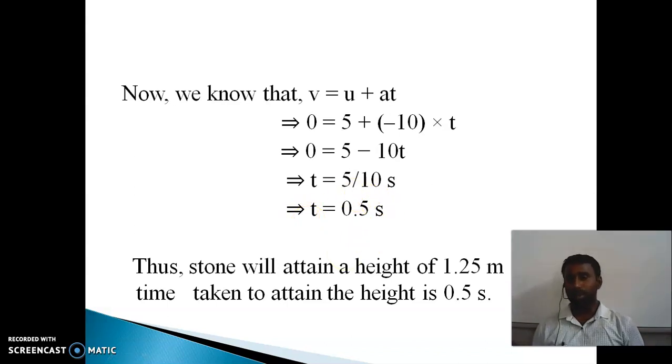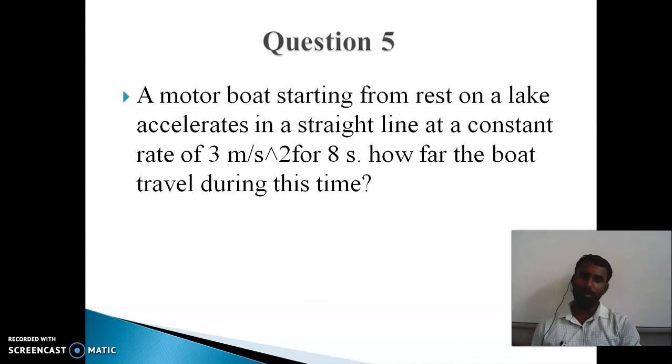So you need to understand the problem first. What they asked and what formula we have to use is very important. Okay, so the next problem, question number 5.